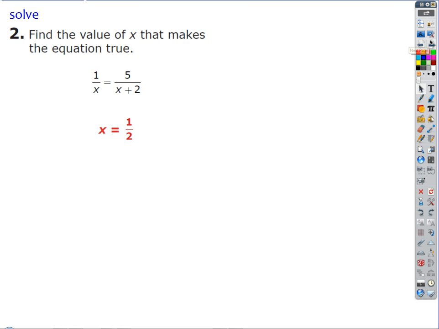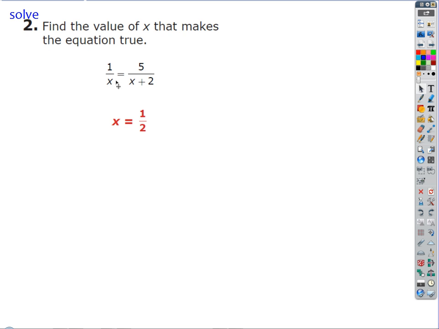So what about this one? What about something like this? This goes all the way back to probably pre-algebra, or algebra 1 at the very least. How did you solve equations like this where they were set in fraction or ratio form? What'd you always do? You cross multiply. There you go, right?